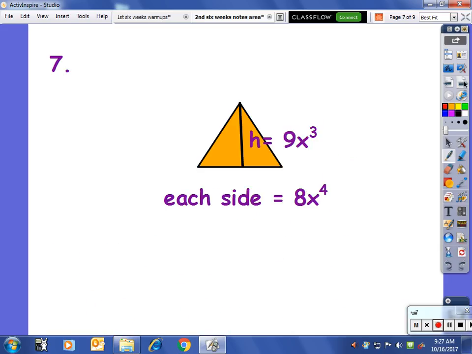Okay, try this triangle. Be careful on area. Guess what kids forget to do? Divide by 2.